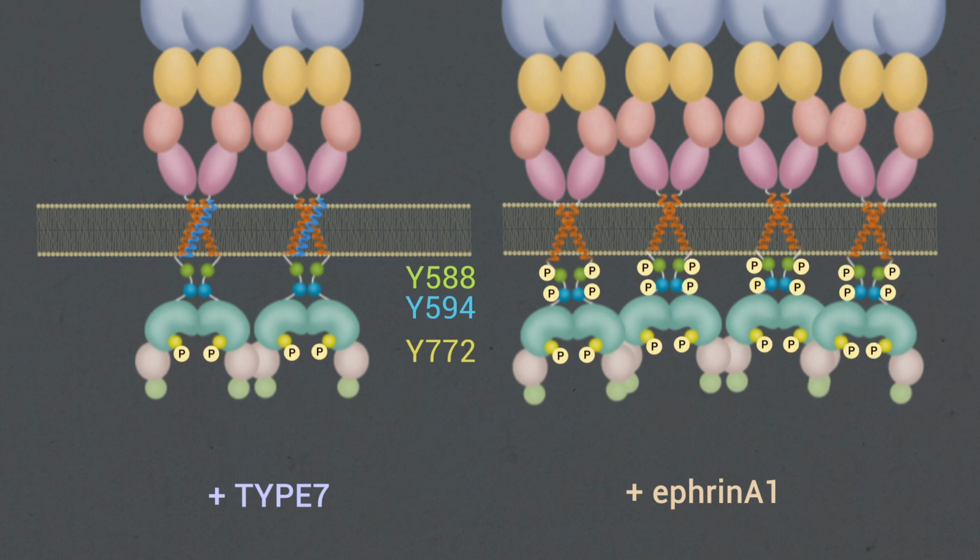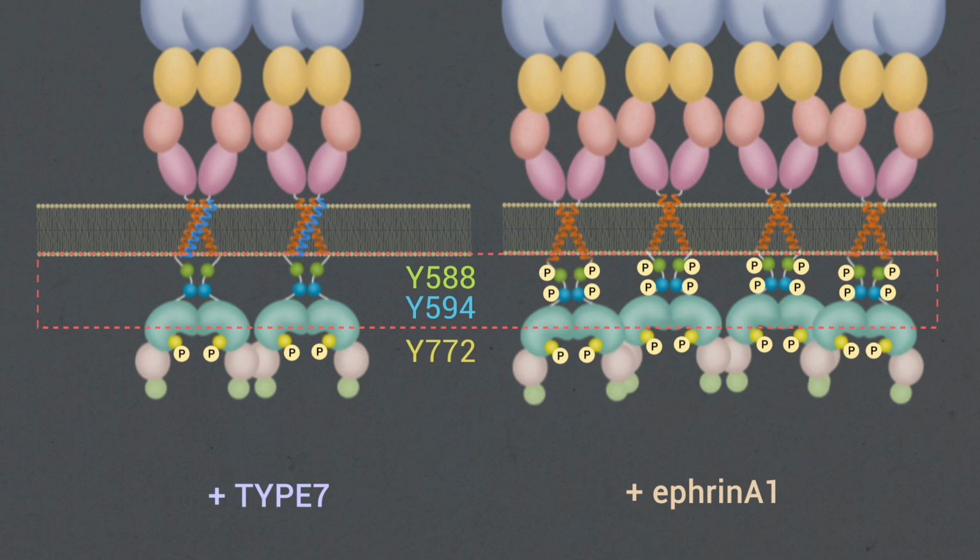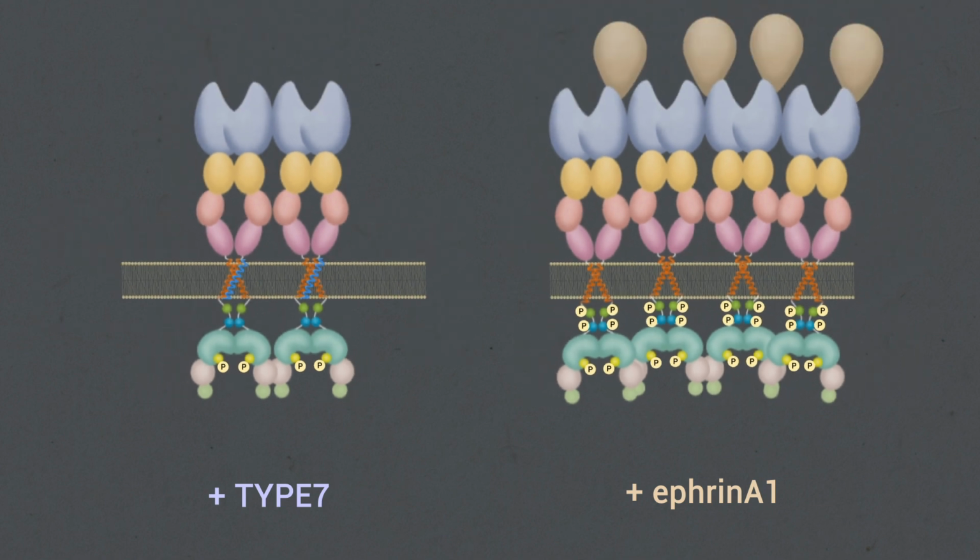phosphorylation of the intracellular domains, with large differences in juxtamembrane tyrosine phosphorylation. A second important difference is that while ephrin A1 induces EphA2 to assemble into large clusters, EphA2 bound to Type 7 forms instead medium-sized oligomers.